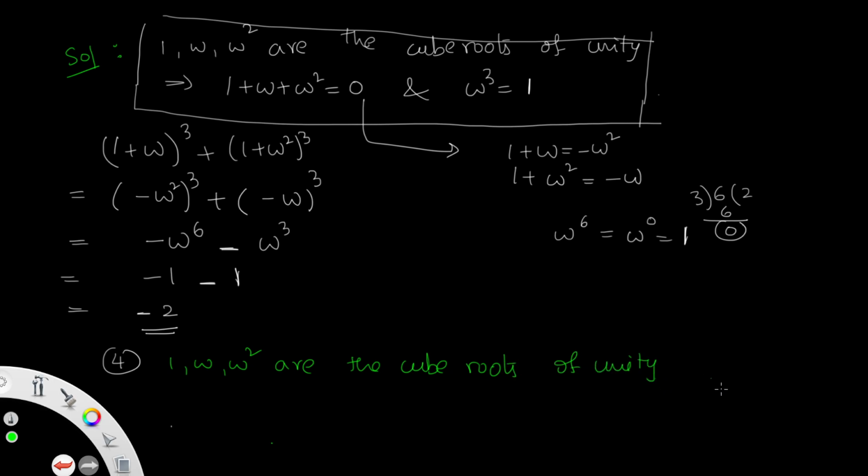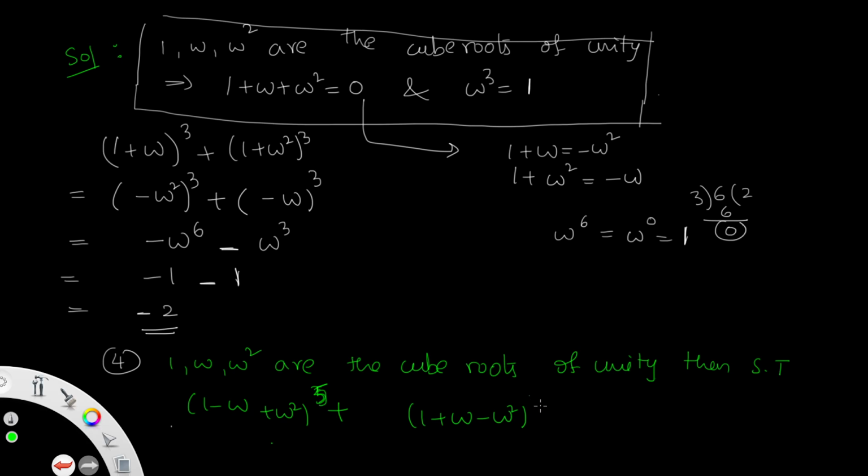Then show that (1 minus omega plus omega square) whole to the power of 5, plus (1 plus omega minus omega square) whole to the power of 5.